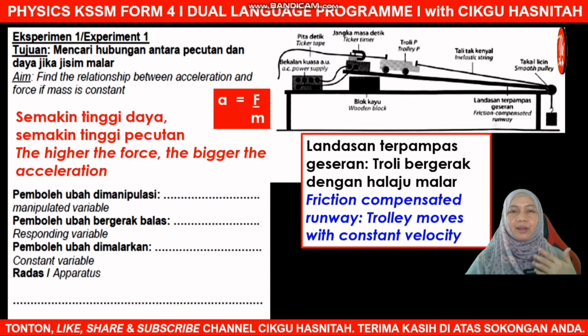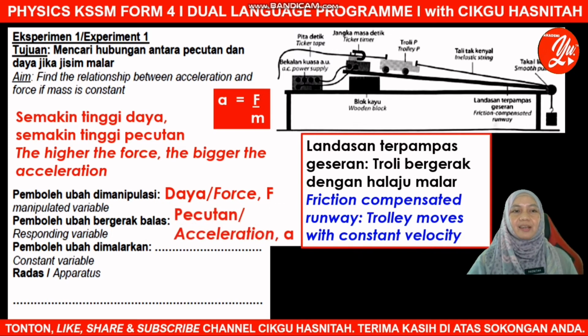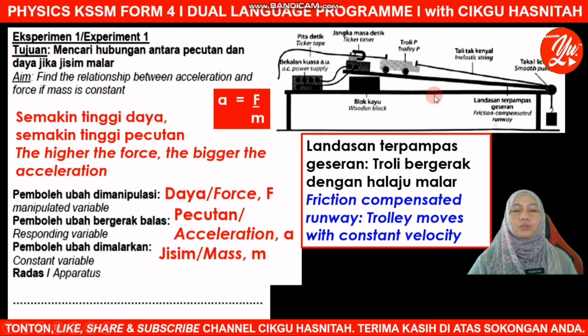So what do you think about the manipulated variable in this experiment? Can you name all variables? Yes, for manipulated, it is force. Very good. How about the responding variable? It should be, yes, the acceleration. And how about the constant variable? According to the aim, our constant variable is, yes, the mass of the trolley.